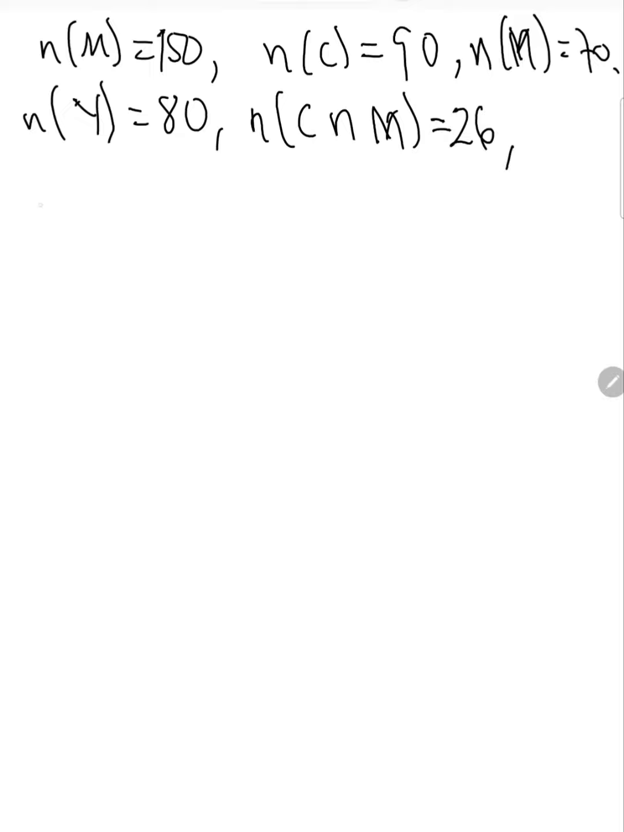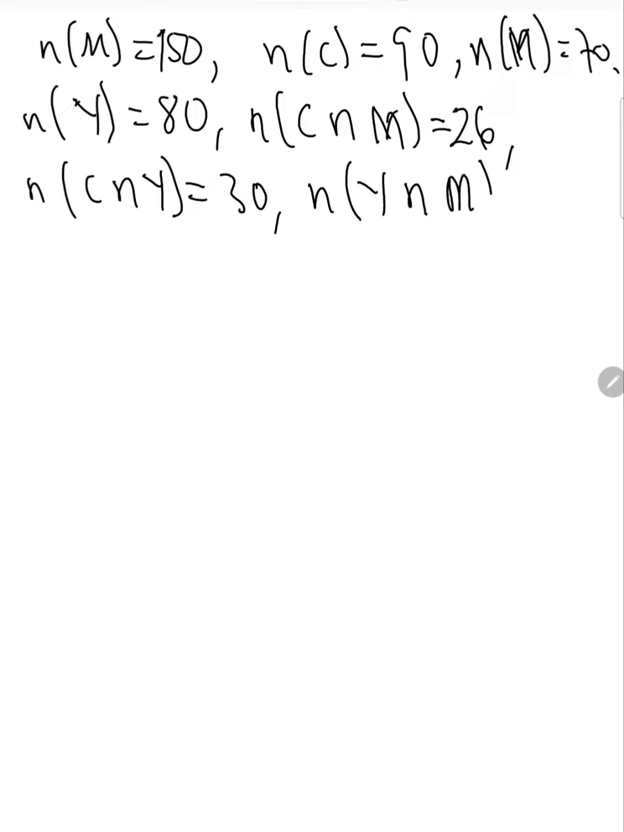Okay. So those who sell cassava and maize are how many? 26. Now let's look at those who sell cassava and yam. So cassava and yam is equal to 30. And 40 sell yam and maize. So those who sell yam and maize are 40 in number. So these are the informations we need before we can represent our information on the Venn diagram.